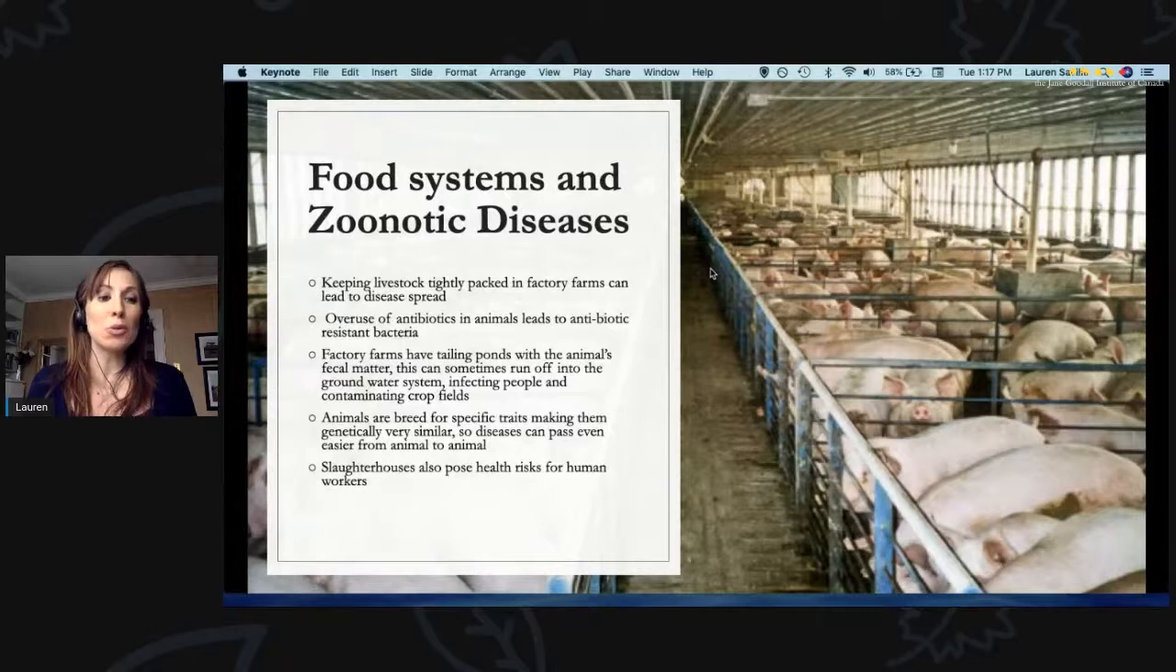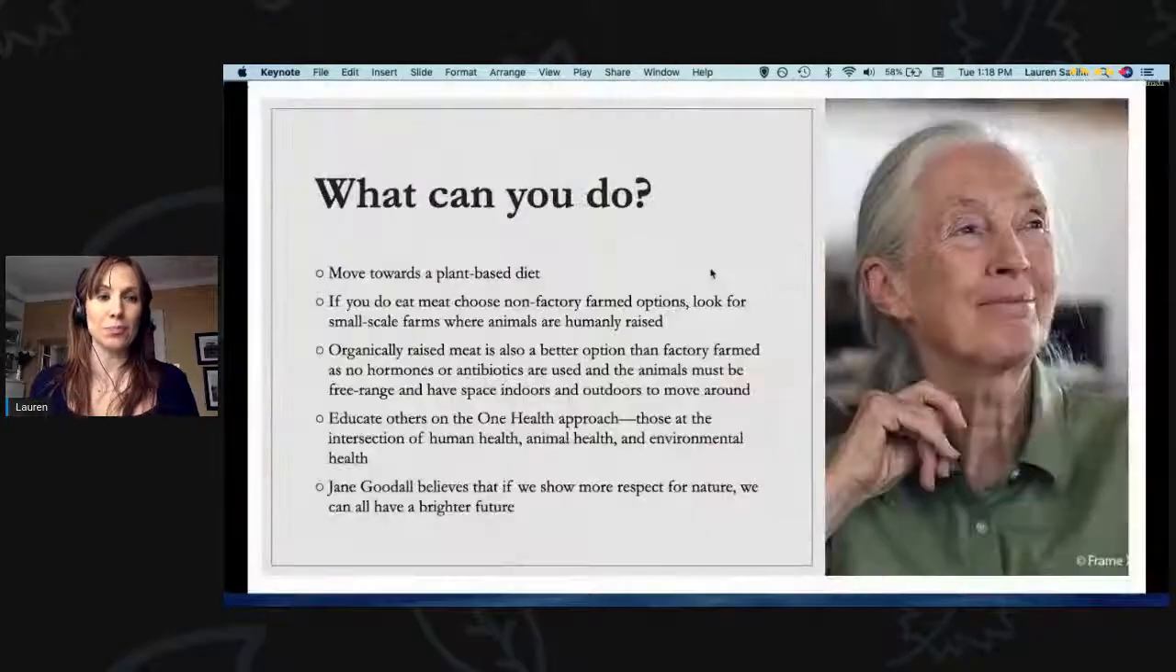Also, slaughterhouses pose health risks for human workers. They are in contact with lots of animal bodily fluids. They're in close contact with each other. We saw many slaughterhouse outbreaks of COVID-19 at the beginning of the pandemic, just because the conditions are so ripe for disease spread. That wasn't obviously being spread from the cattle that were being slaughtered, but just from the close contact of the individual workers. So it's not only not a great situation for the animals, but it's also not great for the people working in these slaughterhouses as well.